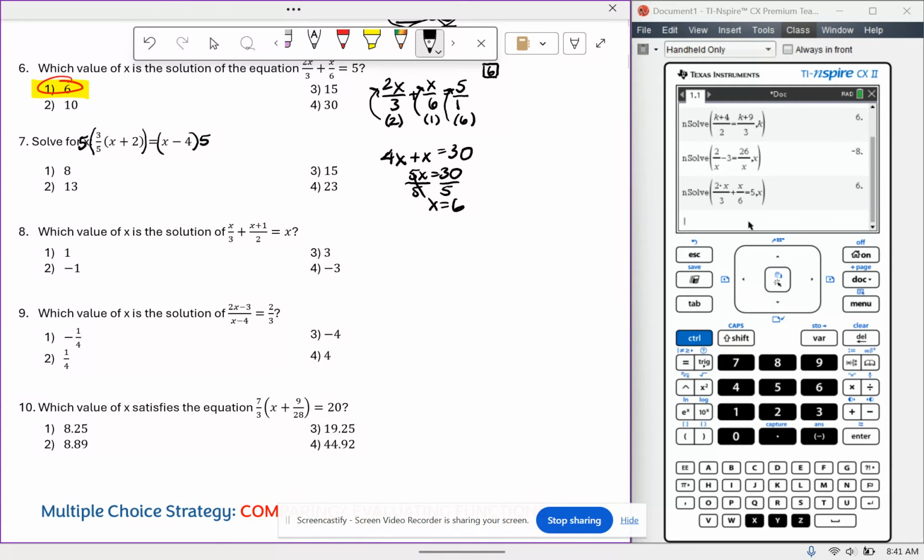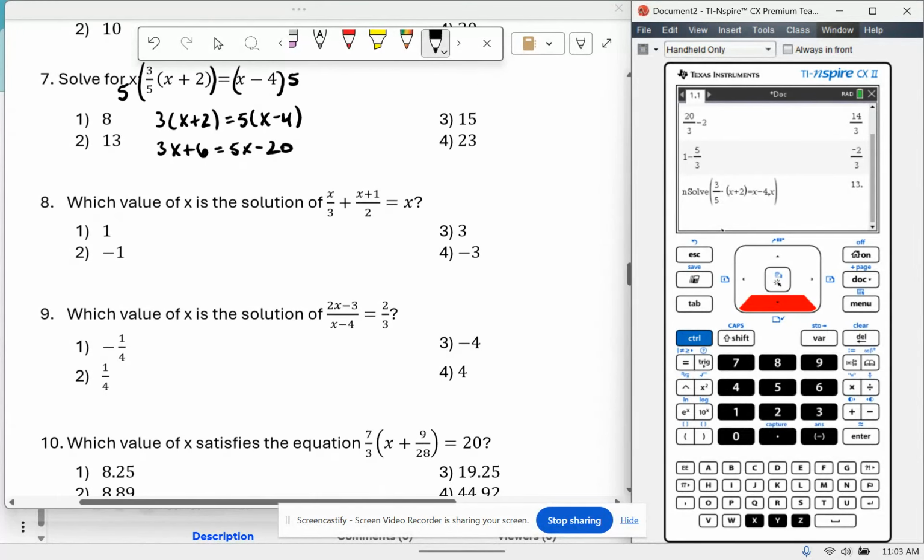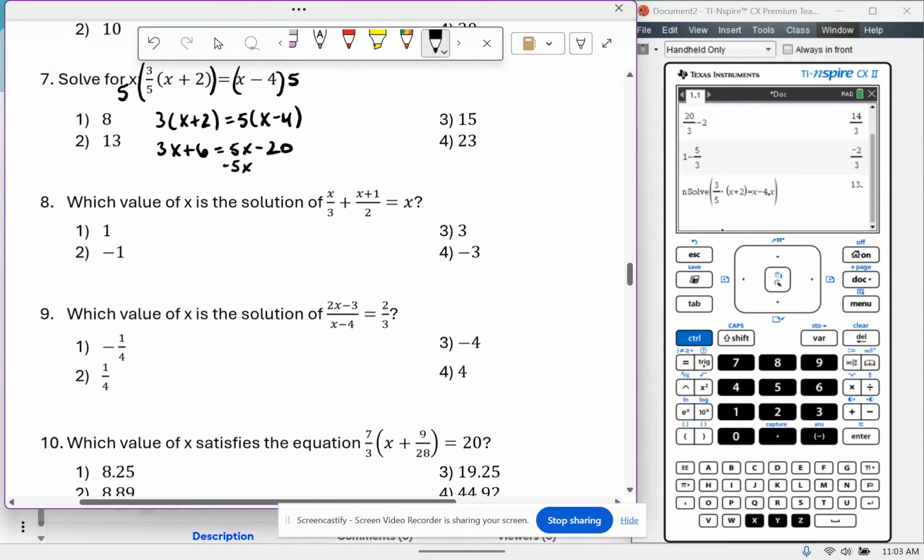Thank you. So this 5 times 3/5 is going to cancel the 5's. So I'm left with 3 times x plus 2 equals 5 times x minus 4. I'm going to distribute on both sides. Okay, so now we have 3x plus 6 equals 5x minus 20, and I'm going to subtract the 5x.